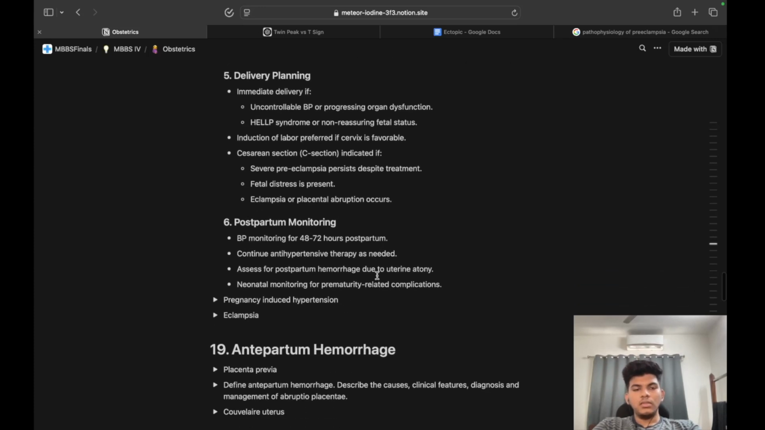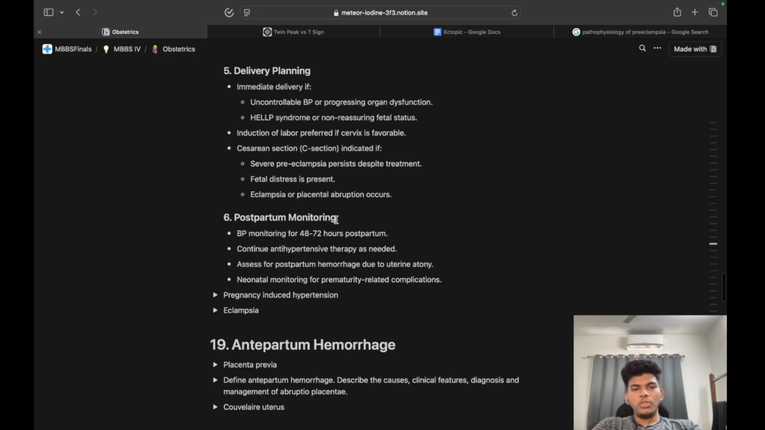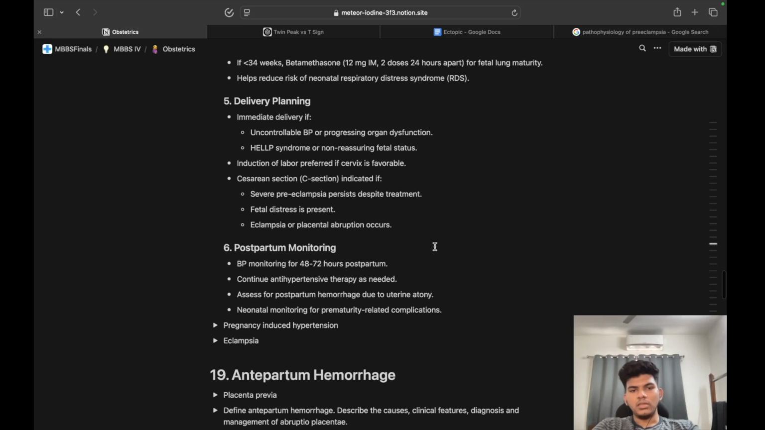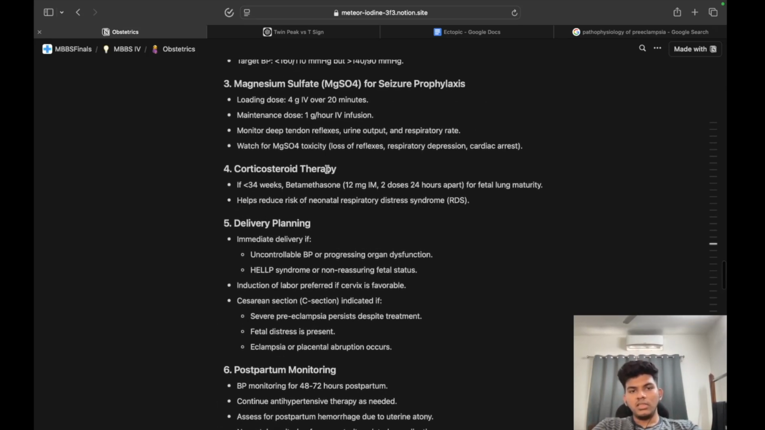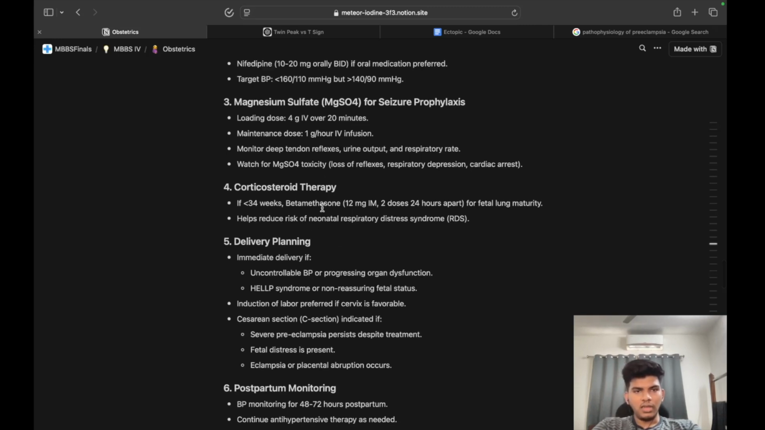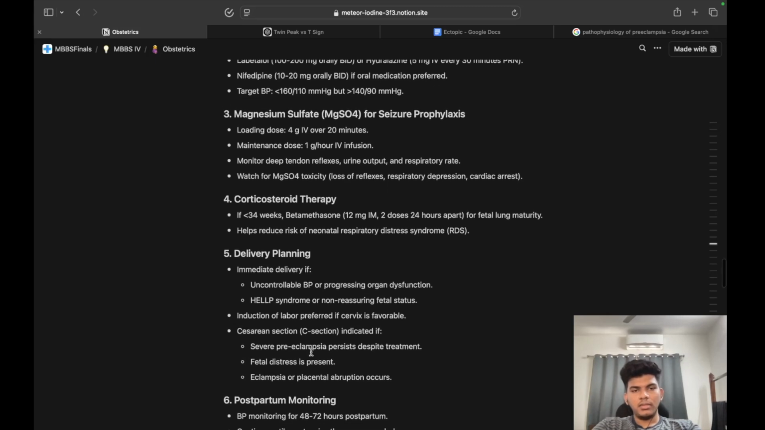So painful bleeding. Next, coming to postpartum monitoring. BP monitored 48 to 72 hours postpartum. Continue antihypertensive therapy as needed. Assess for postpartum hemorrhage due to uterine atony and neonatal monitoring for prematurity related complications, because we are delivering immediately after this particular point of time, when we realize that everything is haywire.